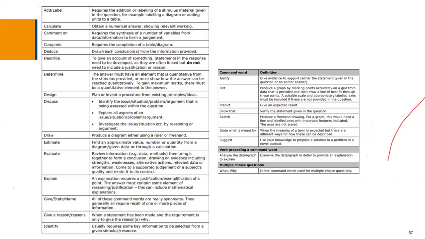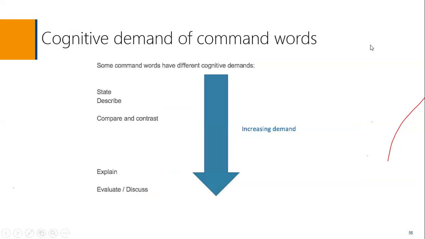The most frequently used words are describe, explain, evaluate, discuss, suggest, and comment on. And they have different cognitive demands. So the demand increases. The least demand is state, describe, and it goes through till evaluate and discuss being the most demanding command words.